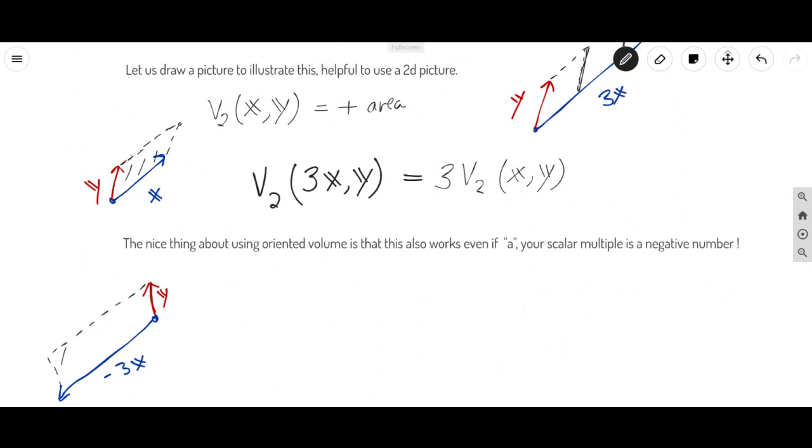Geometrically, it's still the same parallelogram. It's still the same exact volume, but the orientation becomes flipped, because if you use your right-hand rule, so V2, so if we do it like this, V2 of negative 3x comma y, this would be equal to, if we say this in words, the negative area of the parallelogram.